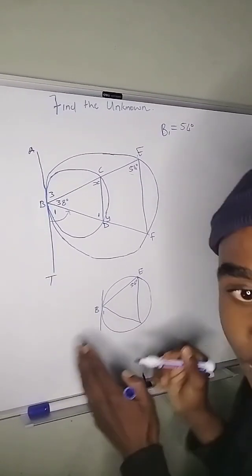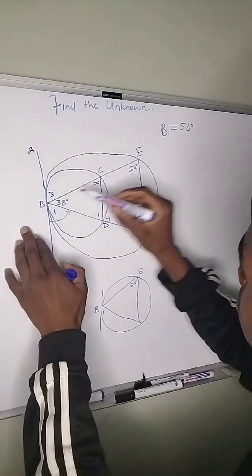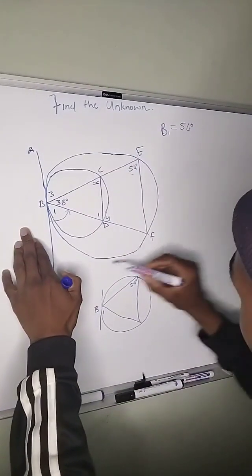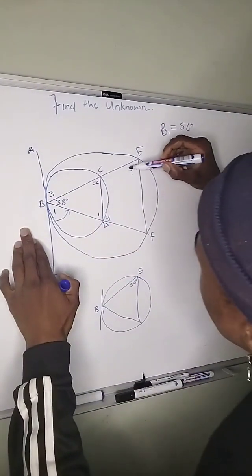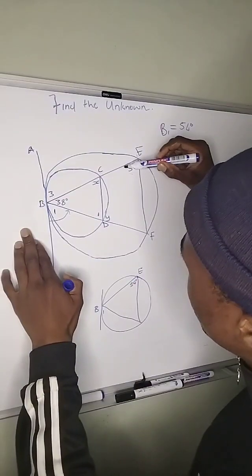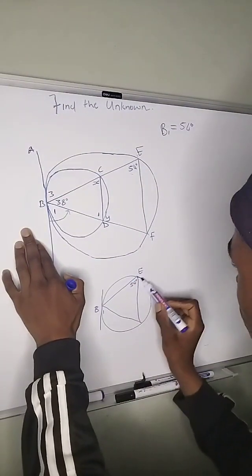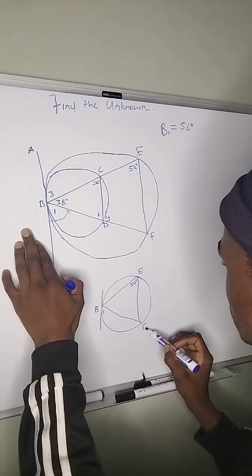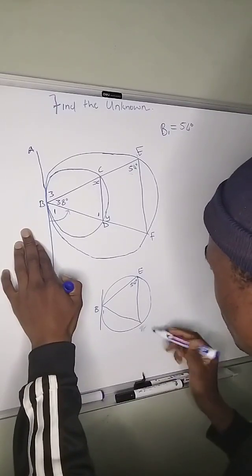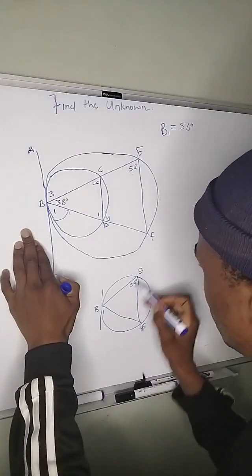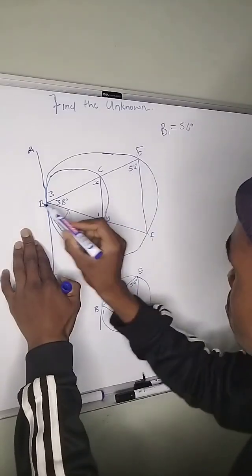Because we can see this big circle is going to give us this 54. And I consider this EBF. This is going to be EBF.